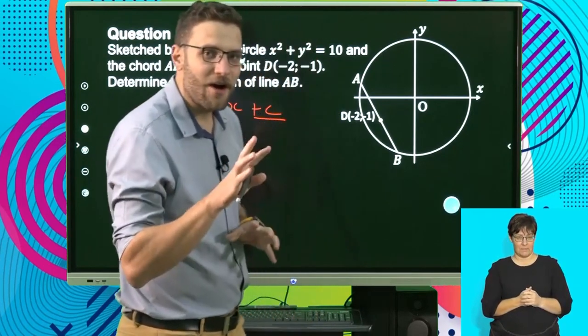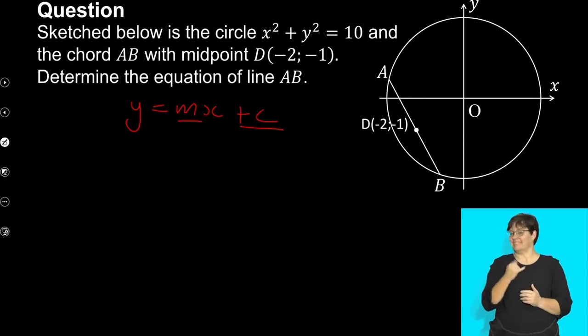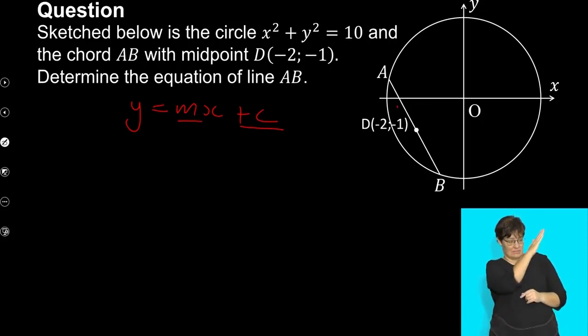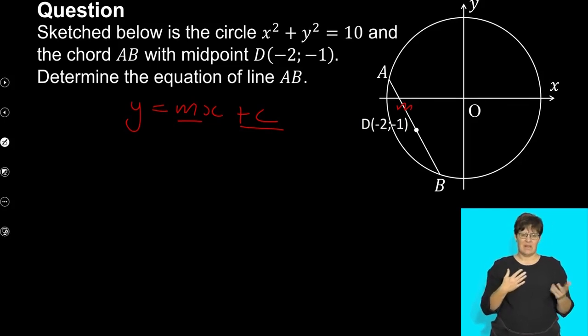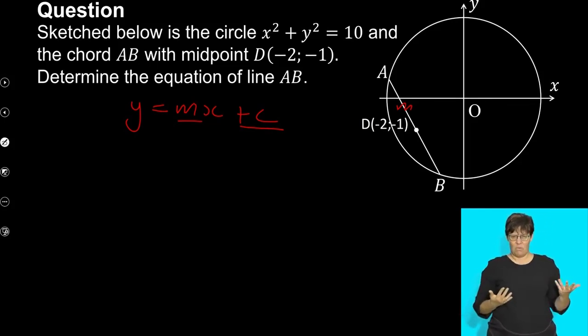Now, I still don't have an idea about how to do this. I need to work out the gradient of this line. Once I know the gradient, I can sub in the point. But how do I calculate the gradient of that line? It looks like it's just a random line.